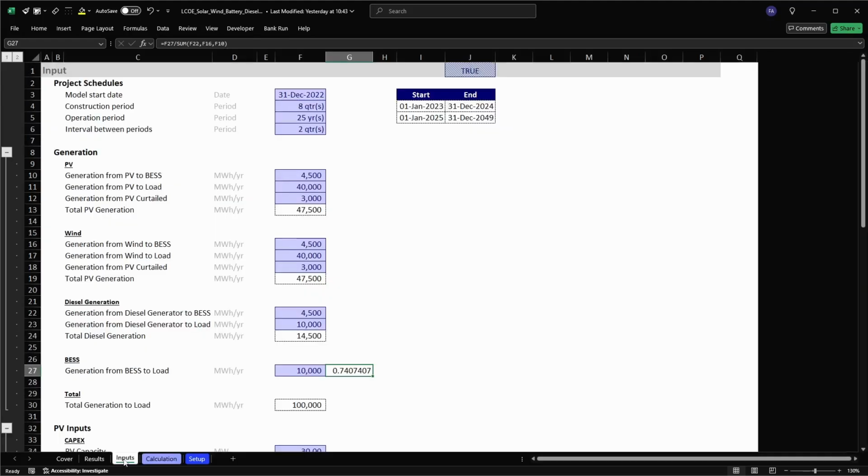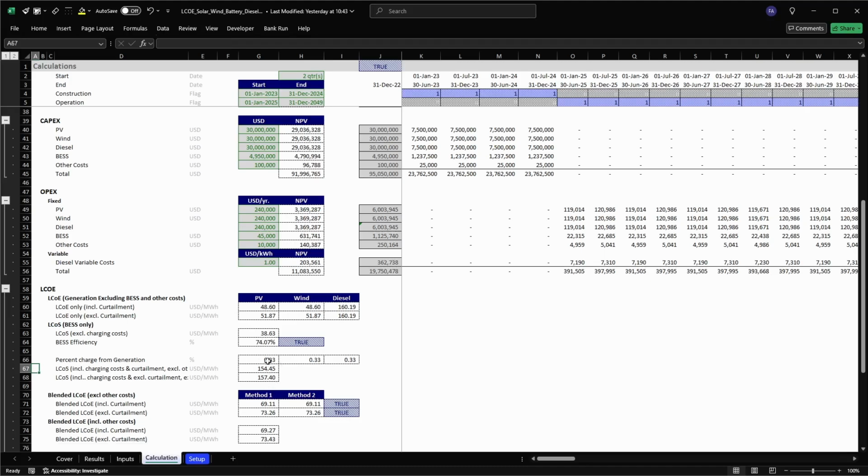Let's go back to the input sheet. What we have is that the battery is going to provide 10,000 megawatt hours per year to the load, and it's going to be fed with 4.5 thousand coming from the PV, an extra 4.5 thousand coming from the wind generator, and another 4.5 thousand coming from the diesel generator, okay? So if you calculate the efficiency, which I have over here, that's going to give us a 0.74, which is the same number we have down over here, okay? So that's the efficiency of the battery, how much energy we are taking in and how much energy we're taking out.